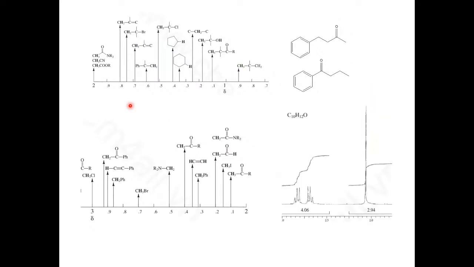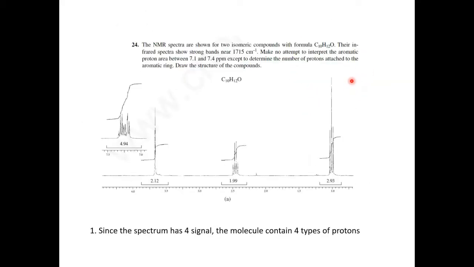So why do we rule out this possibility? If this type of structure were possible, you would get a singlet, and this would be a triplet and triplet. This type of combination is not possible, and this type of combination is also not possible. You would get some multiplet here, or maybe a quintet signal, which does not appear. So we rule out all these possibilities due to the splitting pattern in the given spectrum.